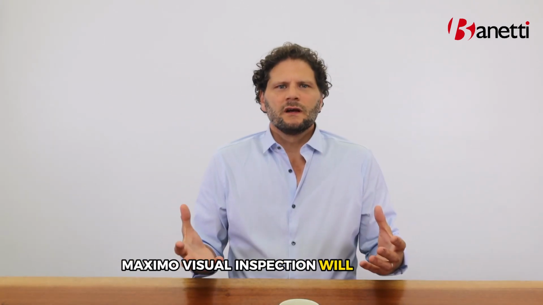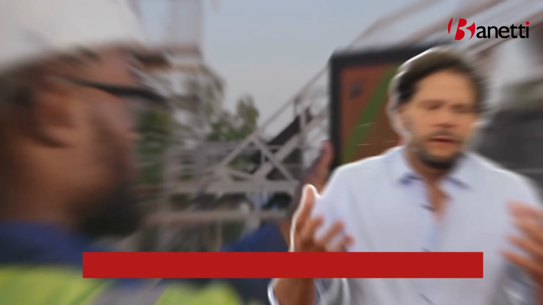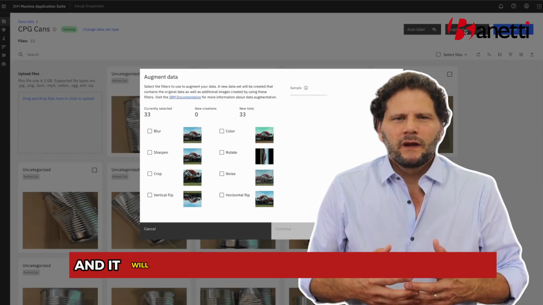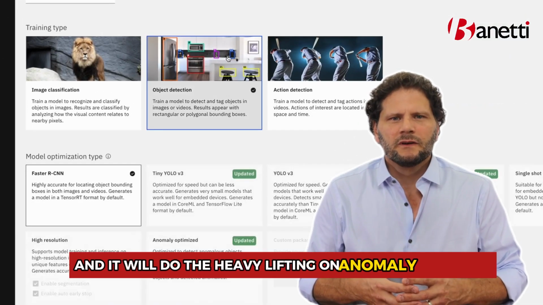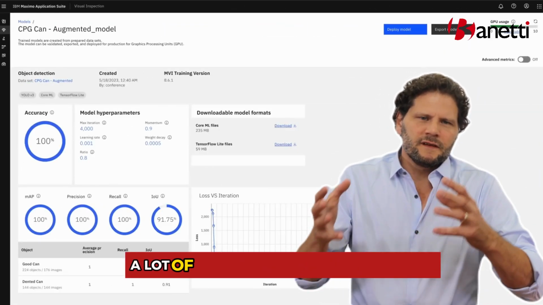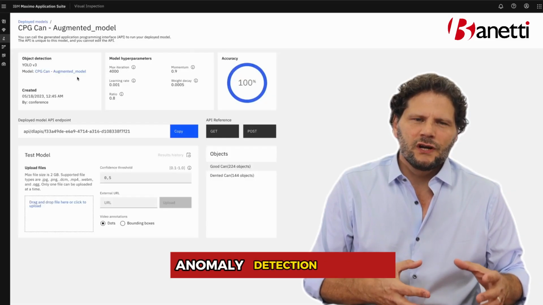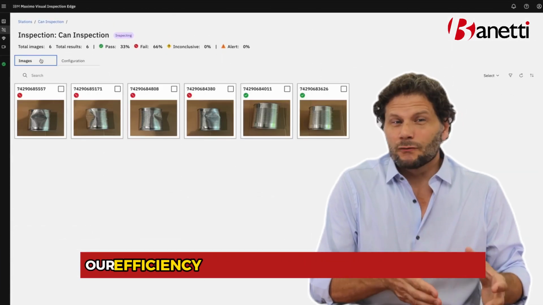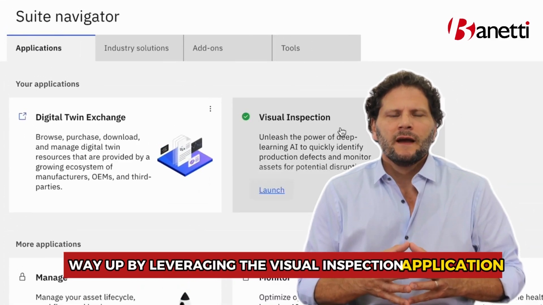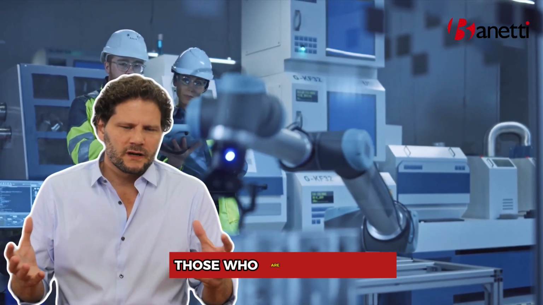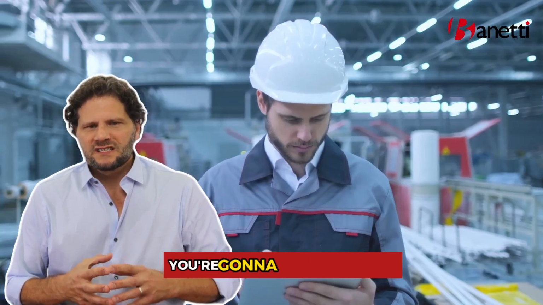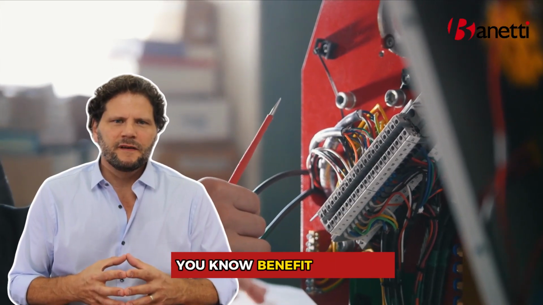Maximo Visual Inspection will help us out by using remote cameras or photos we might take, and it will do the heavy lifting on anomaly detection. And so what we're going to see is that we're going to reduce a lot of the human involvement in that anomaly detection, and our efficiency and rate of detection are going to go way up by leveraging the visual inspection application. Those who are in industries where you have precision parts being manufactured are going to see an outsized benefit from this.